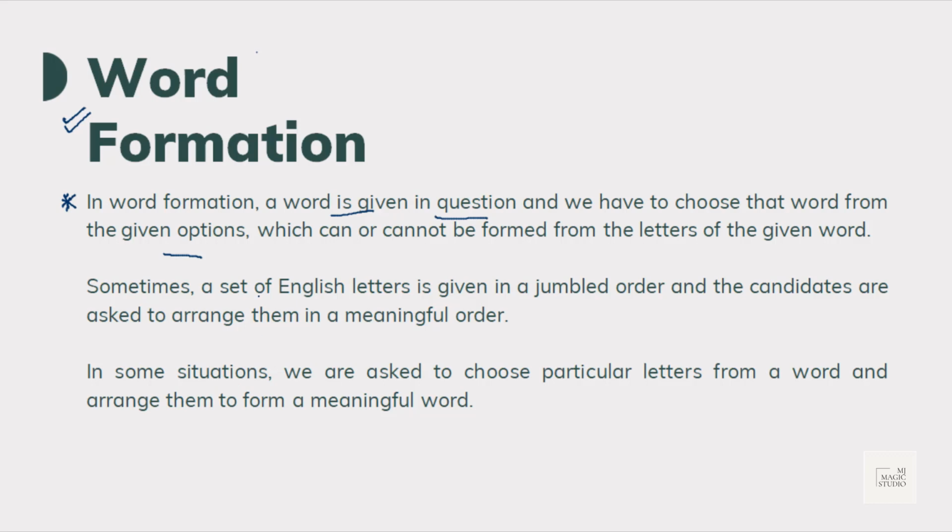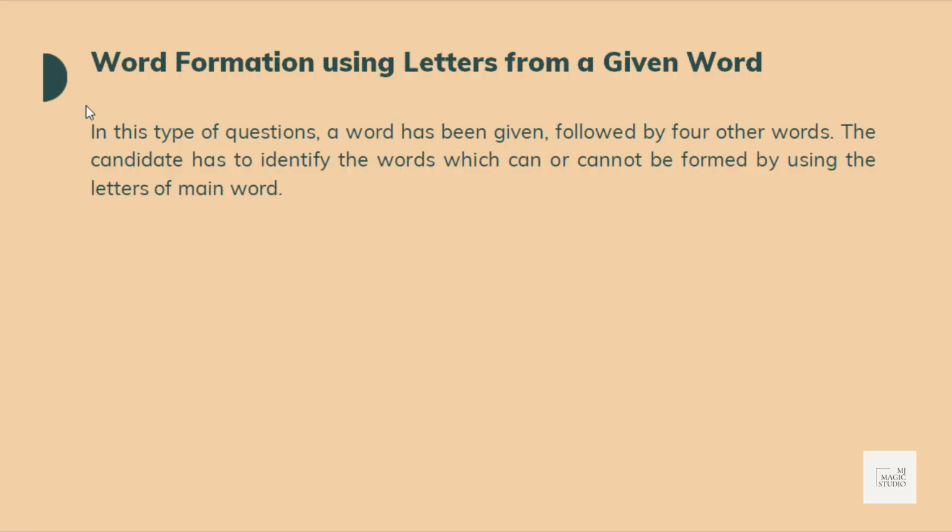Sometimes a set of English letters is given in a jumbled order, and we as candidates are asked to arrange them in meaningful order, so we need to be very strong with our vocabulary also. It's like playing a Scrabble game. In some situations, we are asked to choose particular letters from a word and arrange them to form a meaningful word. So this is basically a type of reasoning where our vocabulary of the English language may be tested, isn't it? So let us take these questions one by one.